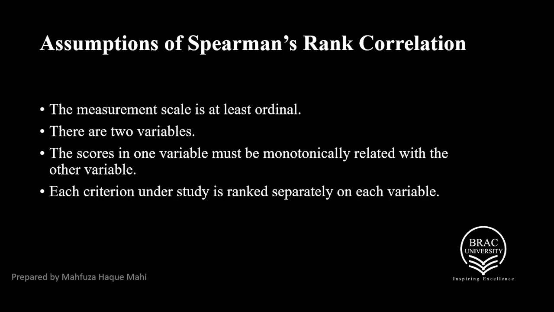Now look at the assumptions of Spearman's rank correlation. The measurement scale is at least ordinal. There are two variables. The scores in one variable must be monotonically related with the other variable. Each criteria under study is ranked separately on each variable. Before using Spearman rank correlation coefficient, we have to see whether these requirements are fulfilled or not. Spearman's rank correlation method is particularly suitable to the situations where the data values are less than or equal to 30.